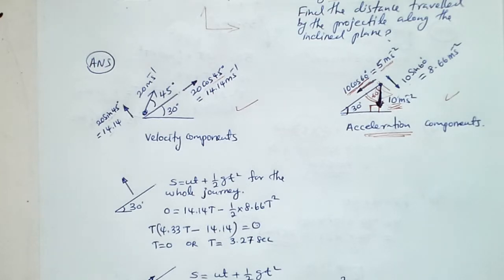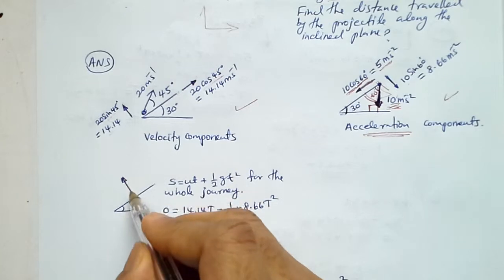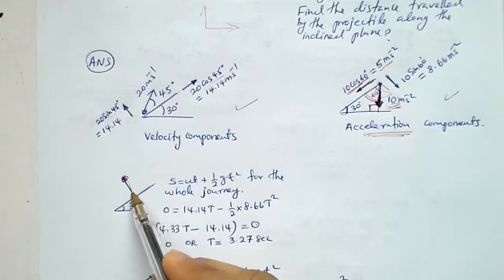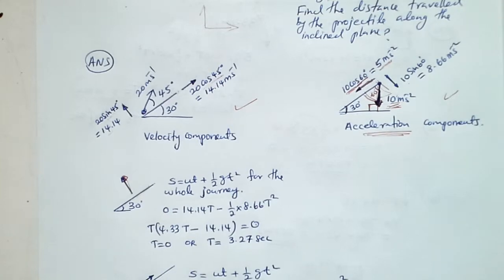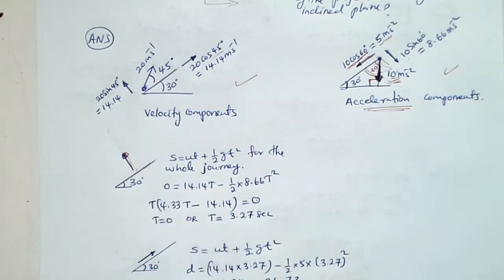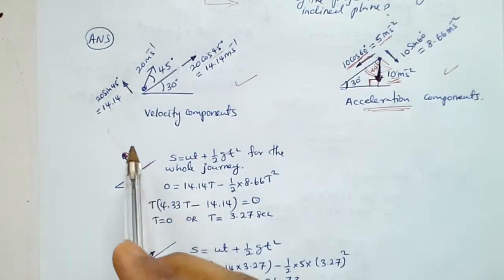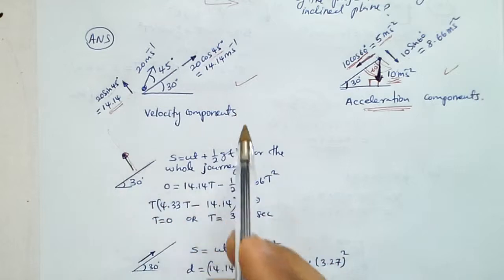First, let me use s equal to ut plus half gt squared in the perpendicular direction. So this is our inclined plane, perpendicular to the inclined plane, and I'm using this for the whole journey. So I can imagine now this projectile is actually going up and coming back to the same inclined plane. So if I use this for the whole journey, the displacement is 0. So I can say this is 0, and what is the initial speed of the projectile, here we said 14.14.